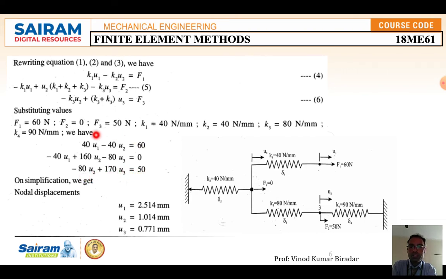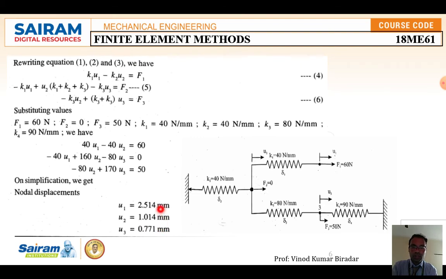On simplification, we get the nodal displacements u1, u2, u3. The simplification I can do otherwise by using the calculator, substituting the a1, a2, a3 values. You are going to get the displacement values u1 equal to 2.514, u2 equal to 1.01, and u3 equal to 0.771 millimeter.